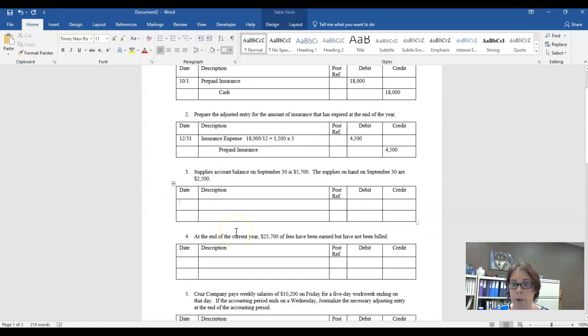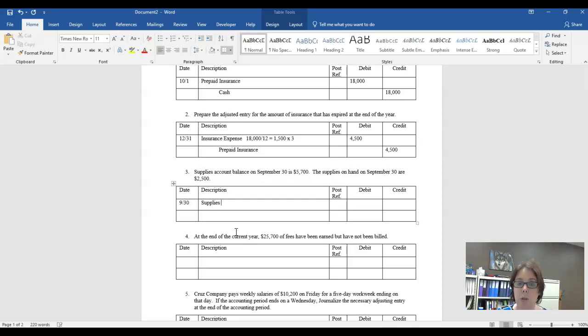Here's one that you've probably already experienced in Chapter 2, but we're going to continually do this one. So the supplies account balance on September 30th is $5,700. The supplies on hand on September 30th are $2,500. So sometime during the period, I had purchased $5,700 worth of supplies. I went into my closet, opened up the door, counted my supplies, and I have $2,500 of supplies left.